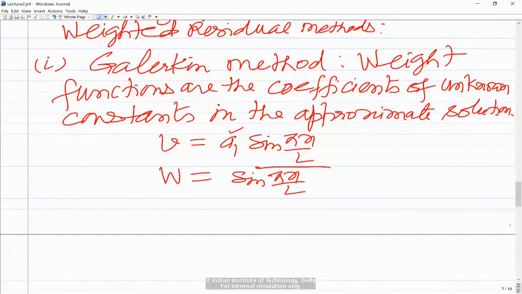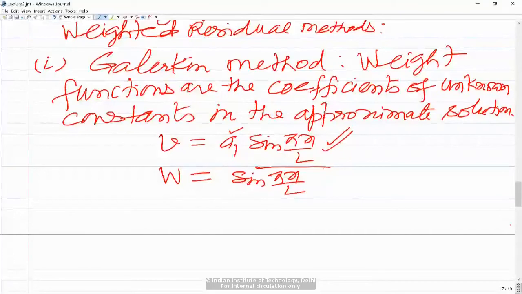It is very important that first your approximate solution satisfies the boundary condition, or you eliminate some of the constants by satisfying the boundary condition. Then whatever the unknown constants are, their coefficients are your weight functions. In this case, because there is only one unknown constant, there is only one weight function. If there are more unknown constants in the approximate solution, you will get more weight functions.